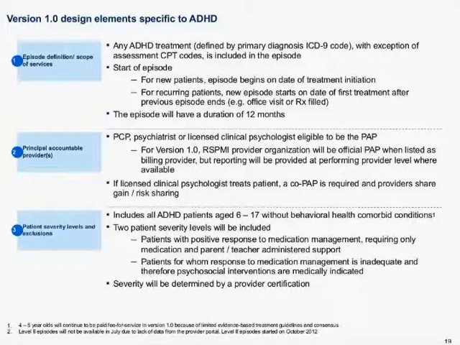ADHD patients range in age from 6 to 17 without any behavior comorbidity conditions. There are 2 levels, which are determined by the provider certification that Patricia just talked about, which is entered via the paymentinitiative.org portal provider link. Level 1 are patients with positive response to medication management requiring only medication and parent-teacher administered support. Level 2 are patients for whom response to medication is inadequate and therefore psychosocial interventions are medically indicated. Each level will have its own threshold.